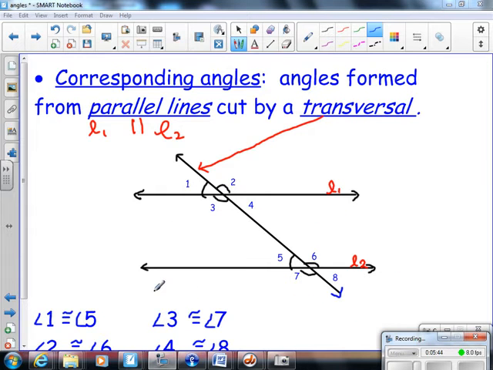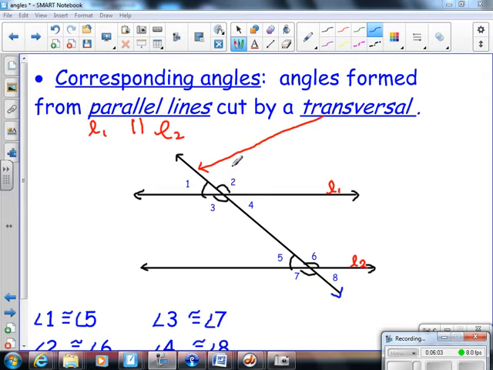Okay, now we're going to talk about corresponding angles, angles formed from two parallel lines. Parallel lines are lines that will never touch, but they are cut by another line. We call that the transversal. Parallel lines cut by a transversal give us some really special characteristics of angles.